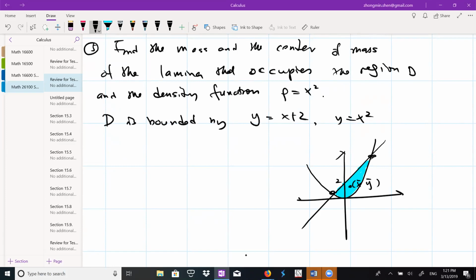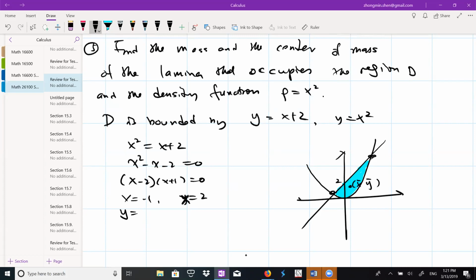So write down 2 formulas before you do a calculation. Okay, so first we'll find the intersection points. So x squared equals x plus 2, x squared minus x minus 2 equals 0. That'll be x minus 2, x plus 1 equals 0. So x equals -1, x equals 2. So when x equals -1, y is 1. When x equals 2, y is 4. So 2 and 4, and -1 and 1. y is 4 because y is x squared.